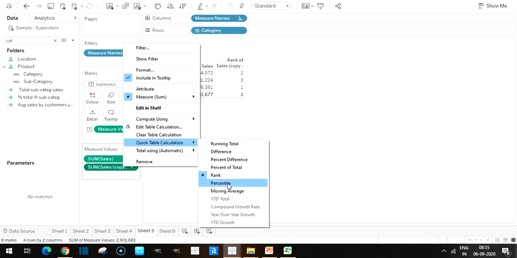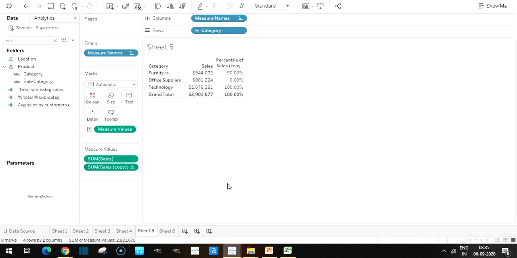Now look at the percentile. So what is this percentile? Can anyone tell me what you understand by percentile if you come across this percentile term?